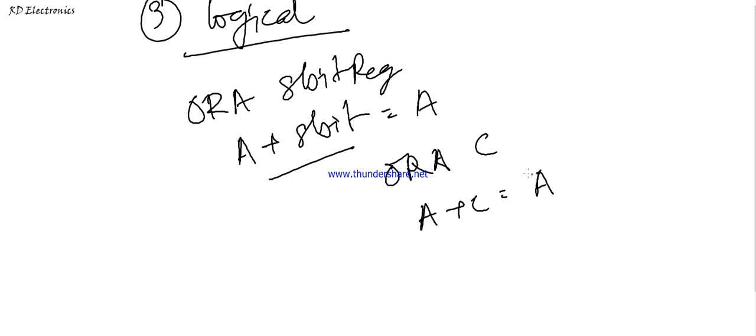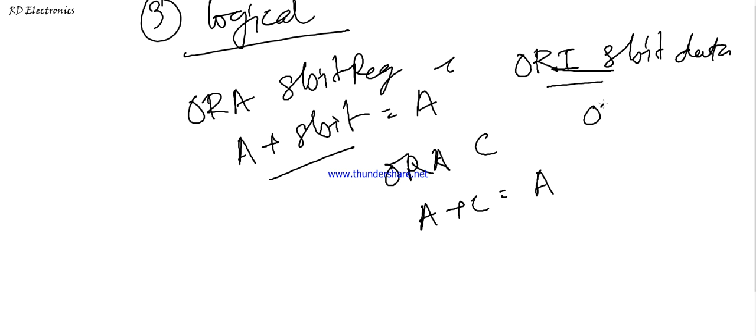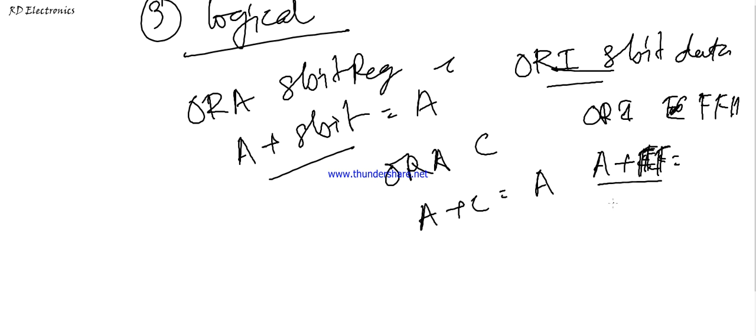Similar to OR, the next instruction is ORI. ORI is with 8-bit data, not a register. ORI means OR immediate. That means here we include any data like FF. So the accumulator and the data, not a plus, this is an OR operation, and the result is stored in the accumulator.